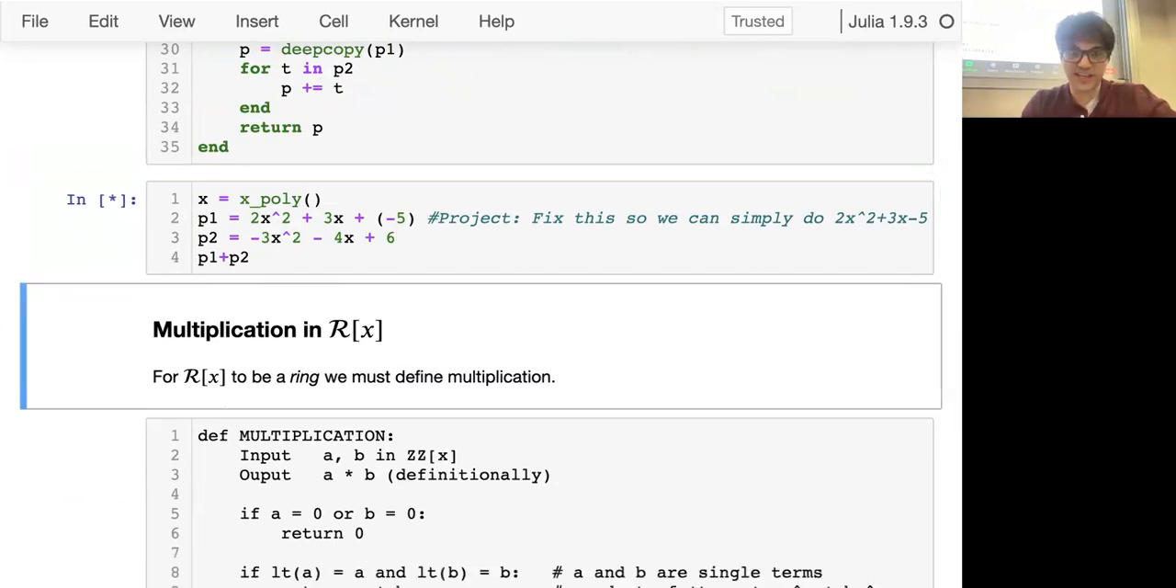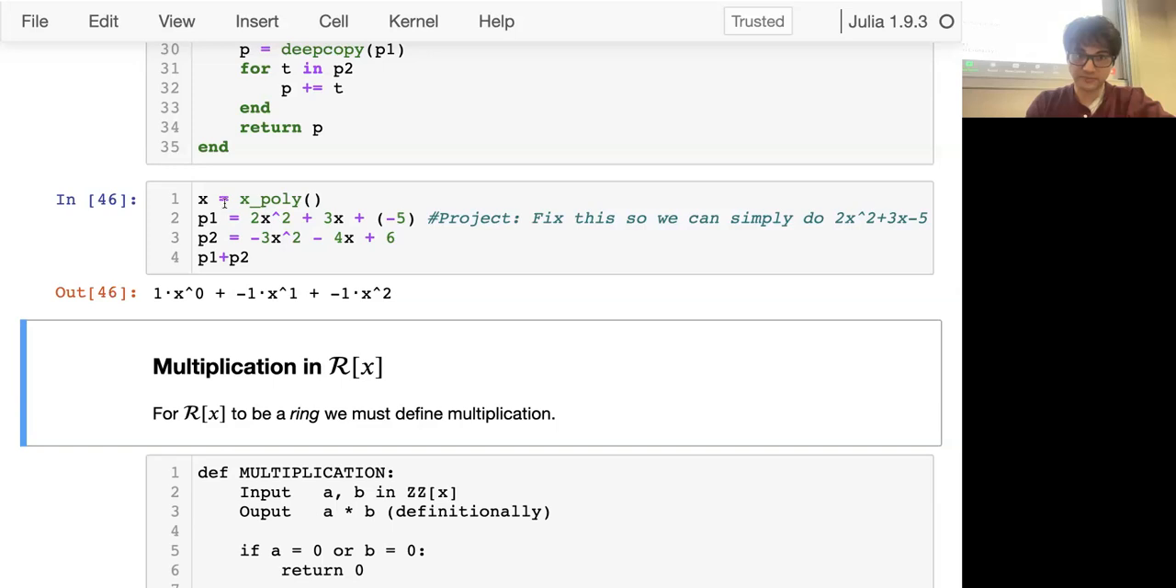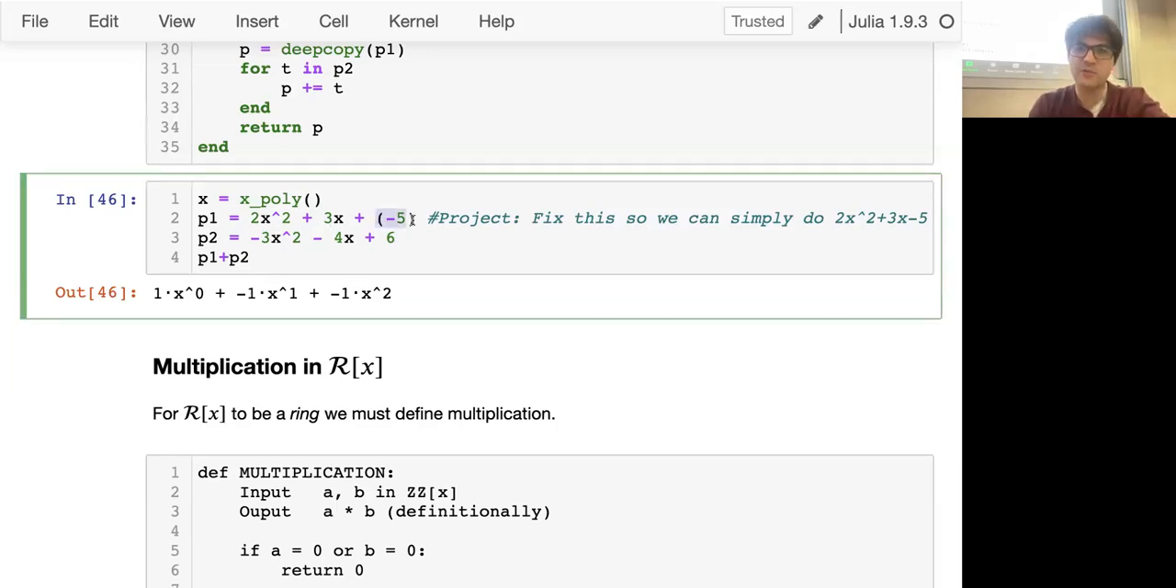Okay, so I'll just show you that we can add, right? So we have 2x squared plus 3x plus minus 5. And I think one of your tasks is to make it so that I can do minus 5 instead of plus minus 5.